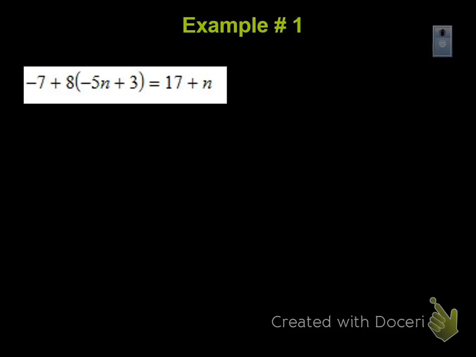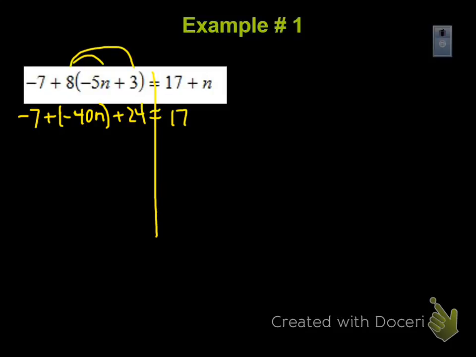So looking at example 1 here, I'm first going to draw my line to make sure that I understand the two different sides of my equation. And if I think about those steps, I do see parentheses. So I first want to simplify, getting rid of those parentheses. So I have -7 plus -40n plus 24. Please remember to be distributing to both of those things in the parentheses.